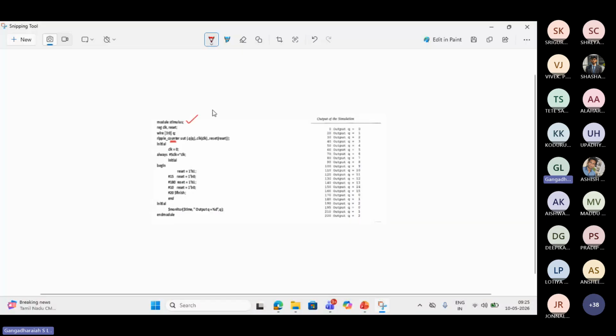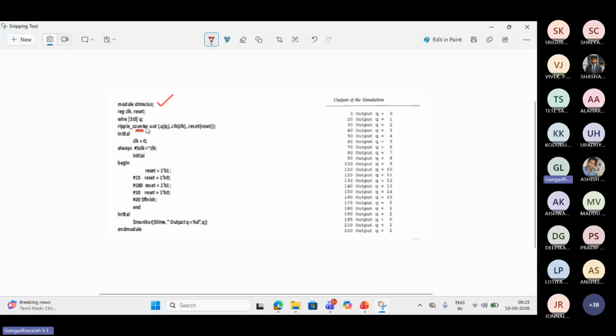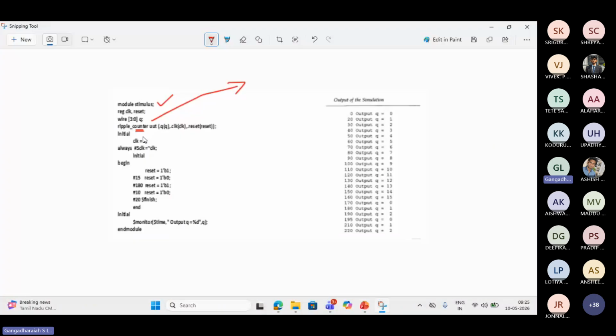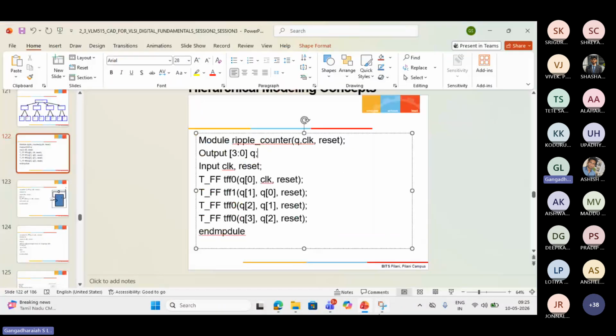Please understand here, you make a correction according to this name, or else ripple underscore counter. For me it is easy to change here. Ripple underscore counter, you don't write carry here. Save it. Name change doesn't make any difference here. Why did I change it? Because I know a ripple underscore counter is used here, so the same name must be here also. That is the only reason.